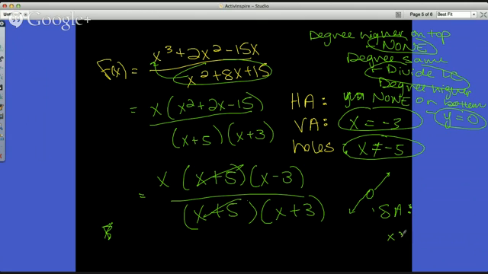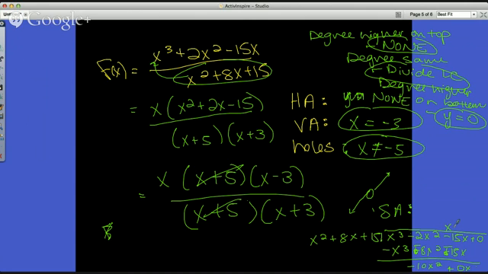I'll do it small. x to the third plus 2x squared minus 15x plus 0 is divided by x squared plus 8x plus 15. Remember, we're not concerned with the remainder. So what times x squared equals x to the third? We know it's x. Multiply it out to get x to the third plus 8x squared plus 15x. Subtract all the way around to get negative 10x squared plus 0x.